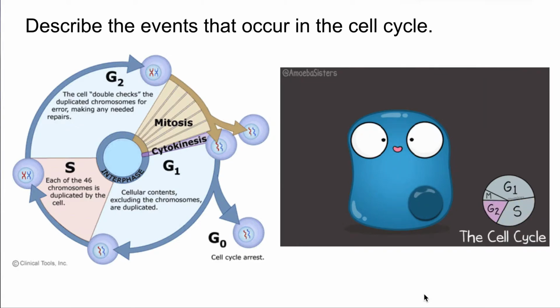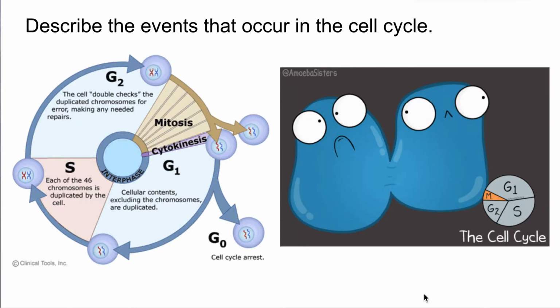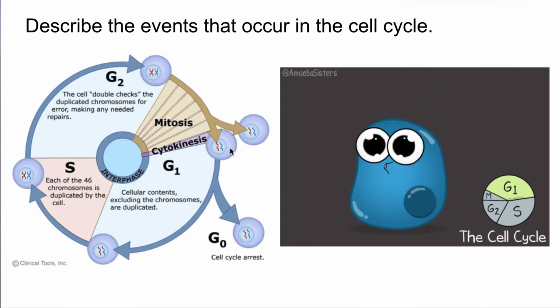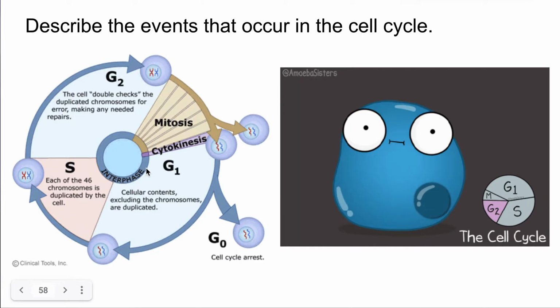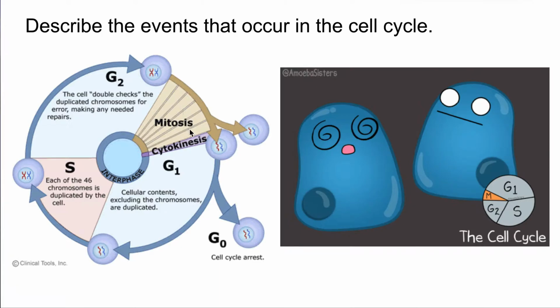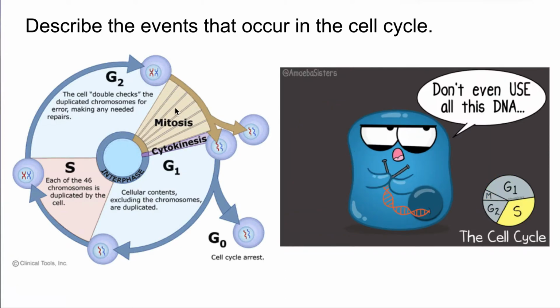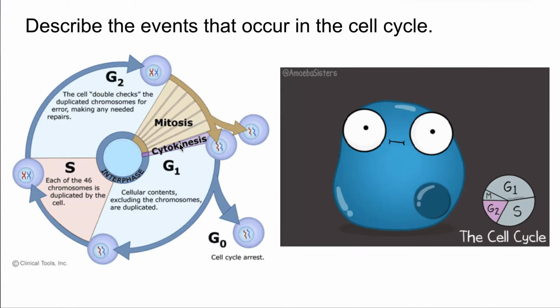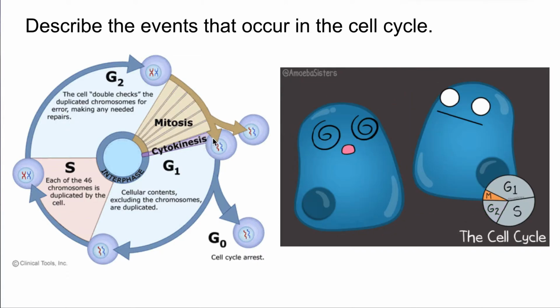The first thing that you should be able to do is to describe the events that occur in the cell cycle. So off to the left, there's a diagram of the cell cycle. Now, when a cell is not actively dividing, this is called interphase. When the cell is actively dividing, we call it the mitotic phase. And the mitotic phase is divided into both mitosis, which is the division of the nucleus, and cytokinesis, which is the division of the cytoplasm of the rest of the cell.